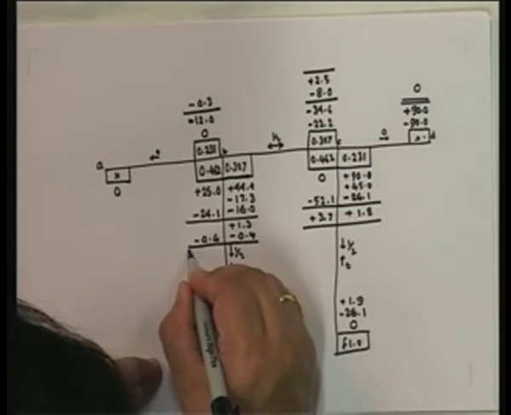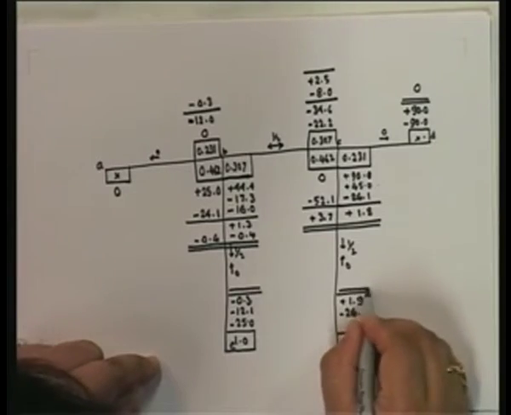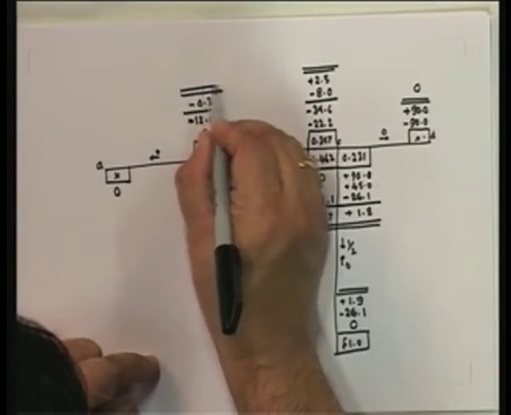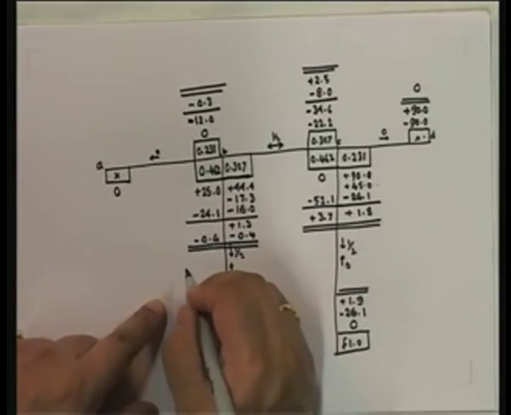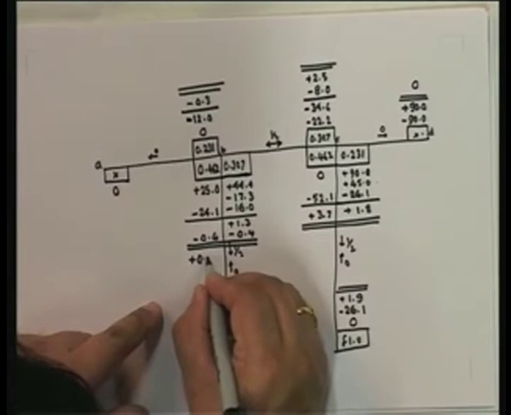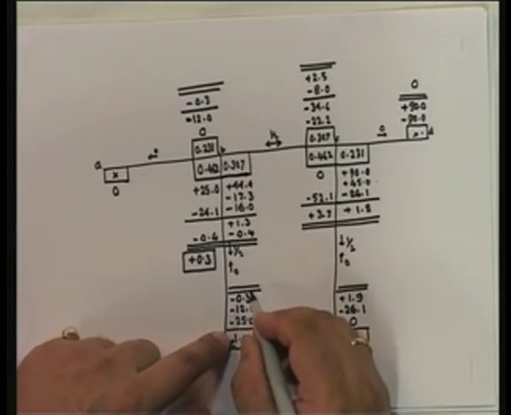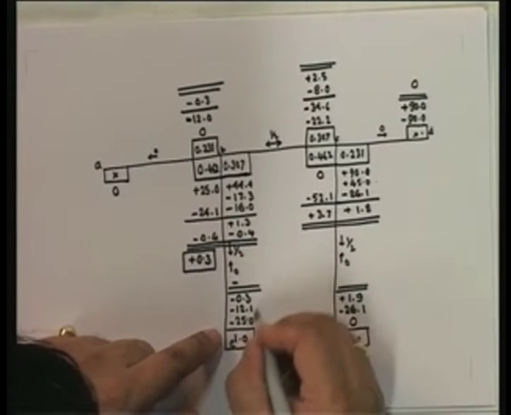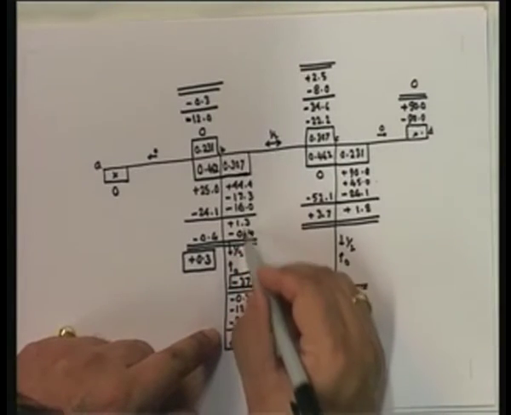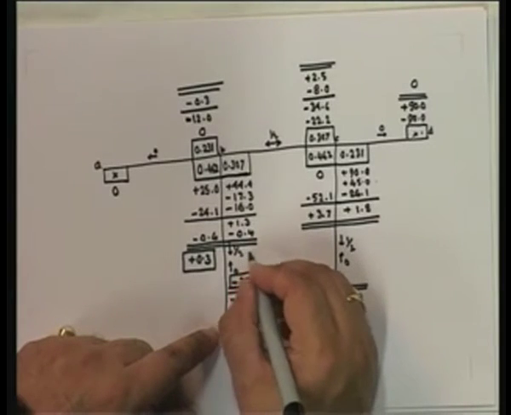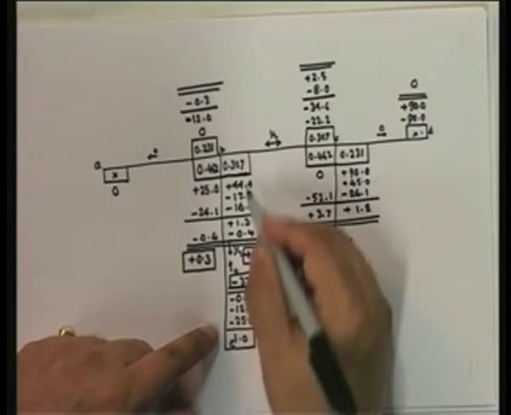Okay, so as soon as we are done, we draw a double line. We draw the double line here, double line here. And what you do is you add up all the values that you have over here. This one, if you add up, turns out to be 0.3. So that is BE. If you add this up, you get minus 37.4. So this is the moment here. Add all of this up, you get plus 12.0. So this is the moment at B.